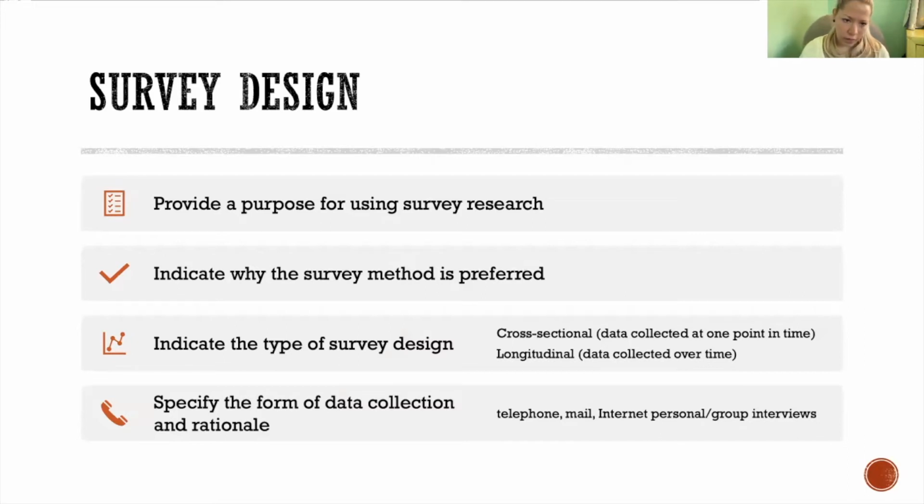Then you want to specify what is the specific type of survey design that you plan to use. So are you going to administer a survey at one point in time, and that would be a cross-sectional design? Or do you plan to administer maybe the same survey multiple times with the same population over time? Or maybe it's a series of different surveys over time, and both of those examples would be longitudinal. So when you're collecting data over time using surveys, that's longitudinal, compared to cross-sectional, where you're just collecting survey data one time, and that's a cross-sectional design.